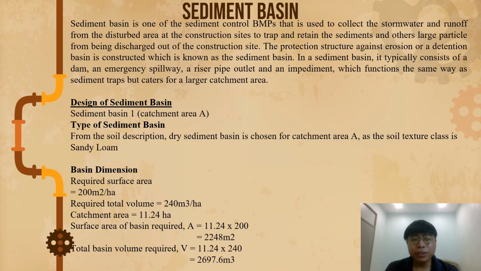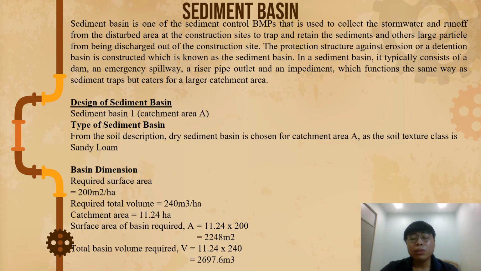Now we move on to the design of the sediment basin. We take sediment basin 1 as the example, and the type of sediment basin we use is the dry sediment basin, assumed as sandy loam due to the soil distribution just now. Then the basin dimension: the required surface area is 200 meter square per hectare. The required total volume is 240 meter cube per hectare. So the catchment area is 11.24 hectare.